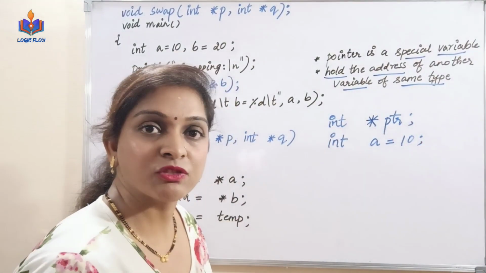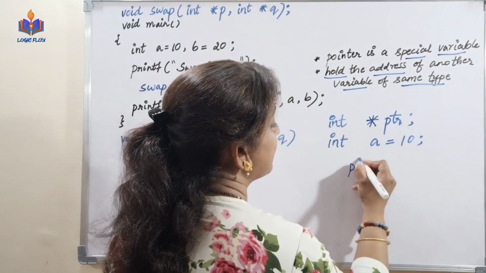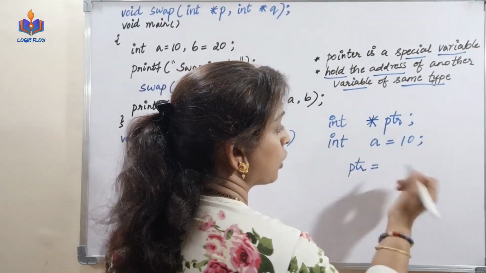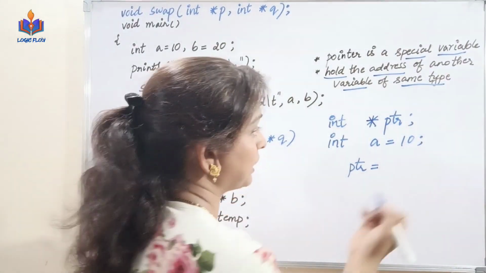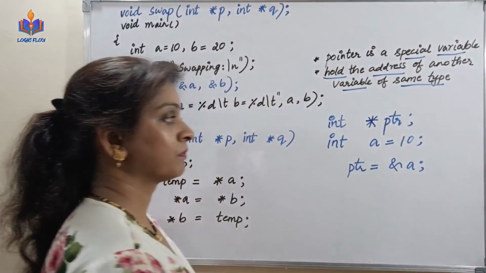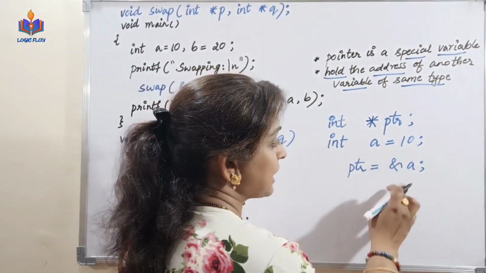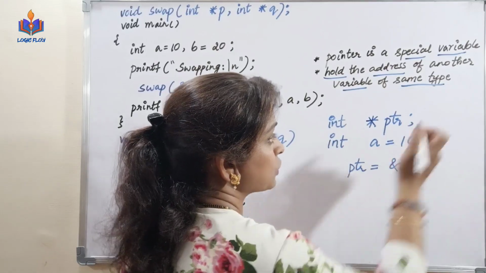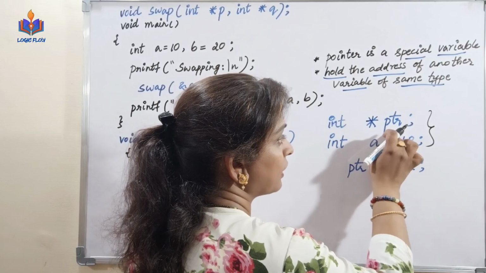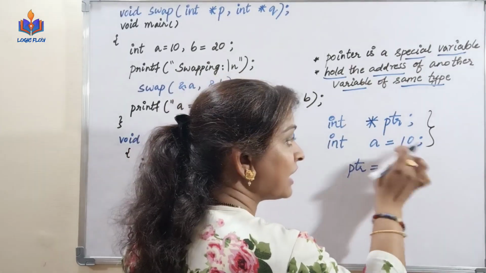So we should have some initialization. How do we do that? I say this pointer variable ptr equal to the address of a. How do we represent the address? The ampersand operator, the address operator, that is ampersand of a. So what will the compiler do now? It is going to assign the address of a to ptr. As soon as the compiler encounters these two declarations, it is going to create one pointer variable of integer type and an integer variable, and 10 is stored in that.